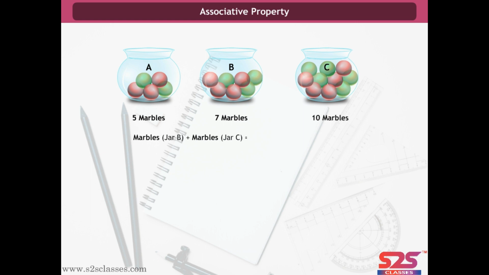Similarly, marbles in B plus marbles in C is equal to 7 plus 10, that is 17. Adding marbles of jar A, we get 17 plus 5 is equal to 22 marbles. So we have 5 plus 7 plus 10 is equal to 22. From this animation, we see that (5 plus 7) plus 10 equals 5 plus (7 plus 10). This property is known as the associative property of addition.